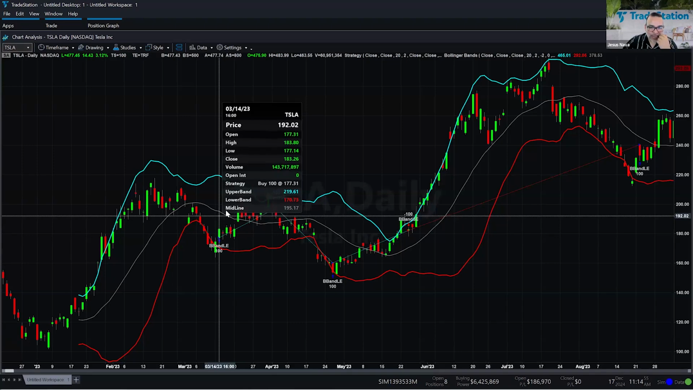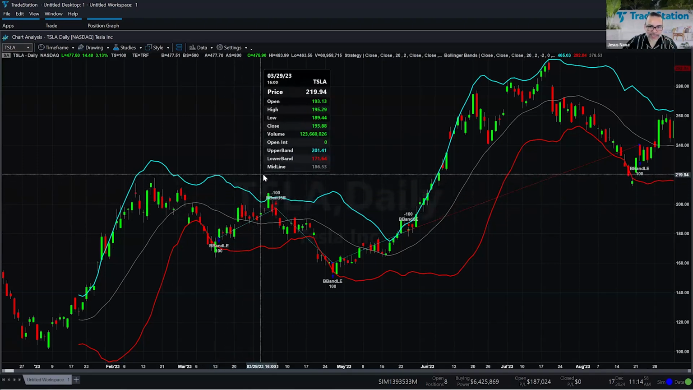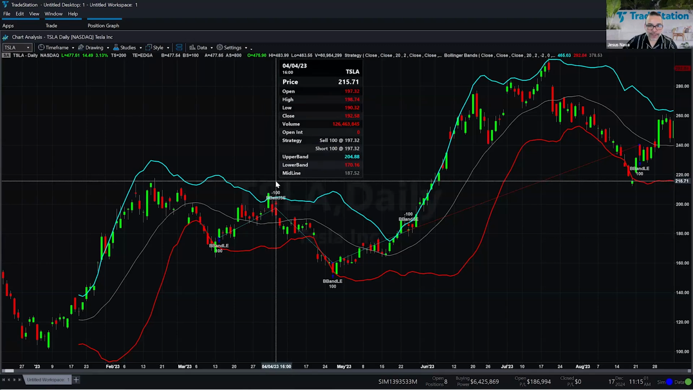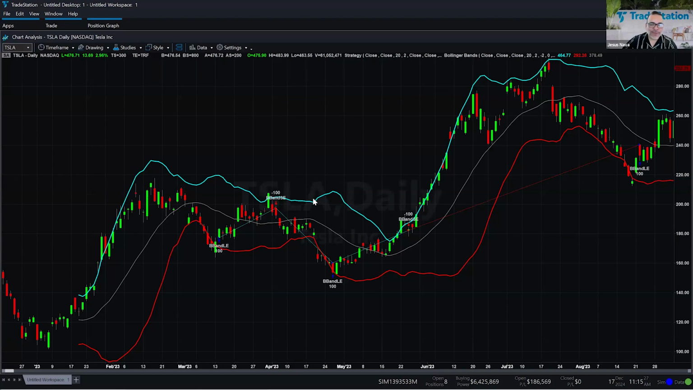But notice what happens when I move my data tips over to this entry, the short entry. Now take a look at the information inside the data tips window. Now it's not just a sell short or a short. There's two trades. There's one trade that sells 100 shares at 197.32, and there's a second trade that shorts 100 shares at 197.32. Sometimes it's referred to as a reversal strategy, where it's always keeping you in a trade and it flips you back and forth between a short and a long trade.